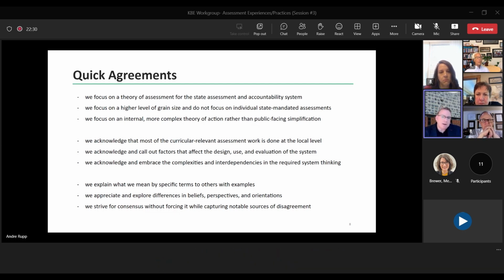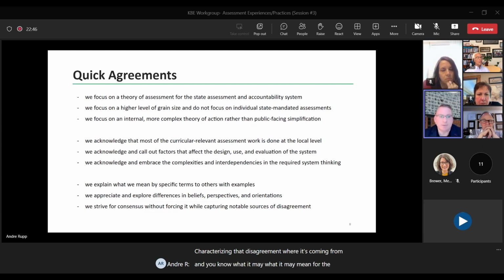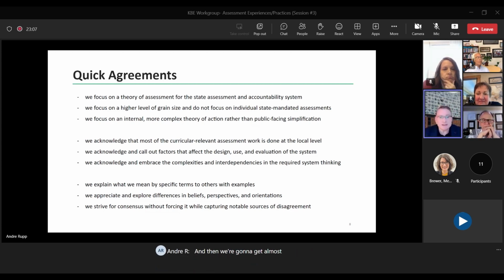If there are points where we disagree with one another and have different beliefs, that's great, and it's actually very productive. So let's capture that and find some ways of characterizing that disagreement, where it's coming from, and what it may mean for the work that the board, the department, the communities, the school council, everybody is doing. All right, so let me stop there and check in with you. Is there something where you go, this is crazy talk, there's a point here that I don't really agree with, or is there something that you find is also really valuable for the process? And then we're going to get almost right into this.